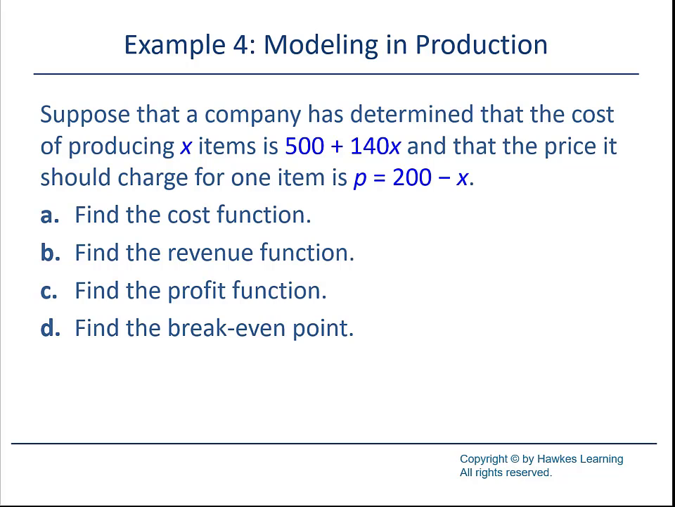So let's take a look here. We want the cost function, and it says the cost of producing X items is, well, there it is, 500 plus 140x. Check. Revenue function. Okay. This sounds a little tricky. Well, not too bad, actually.